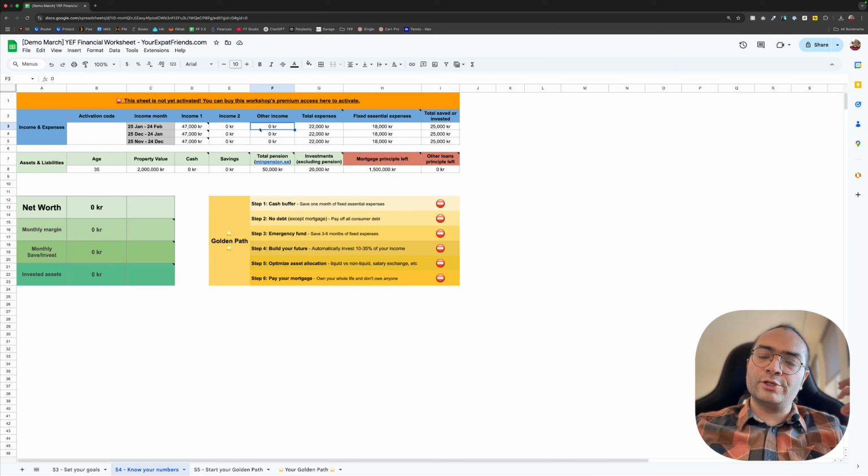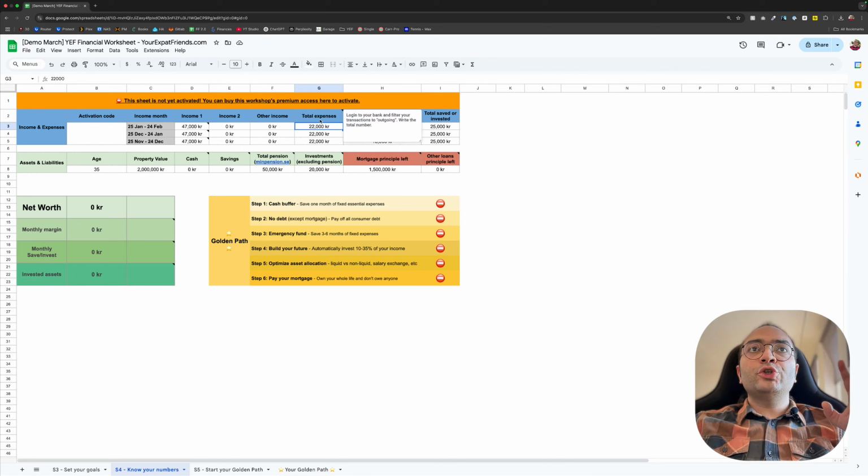So this is a way for us to distinguish what is a regular income and what is an occasional, every once in a while income. So put that in. For total expenses, use your bank again, filter on outgoing transactions.